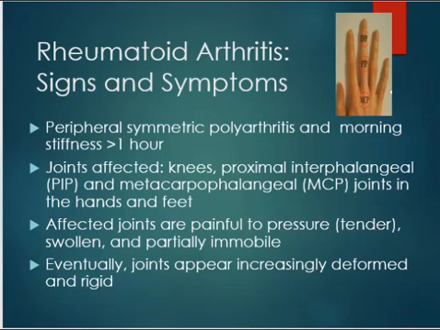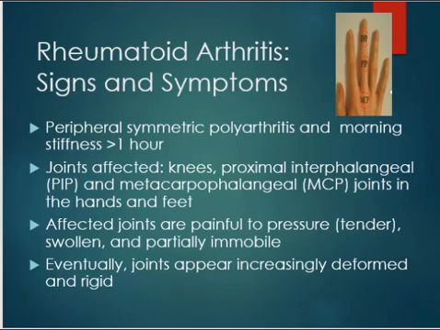So those three objectives are in your book, but a little bit more about RA and its signs and symptoms. So we know that it's a peripheral symmetrical polyarthritis and impacts patients mostly in the morning with stiffness for greater than an hour. Joints affected are typically your knees, your hands, and your feet. And affected joints can be painful to pressure, they can be swollen, and they can be partially immobile. Eventually, these joints appear increasingly deformed and rigid.